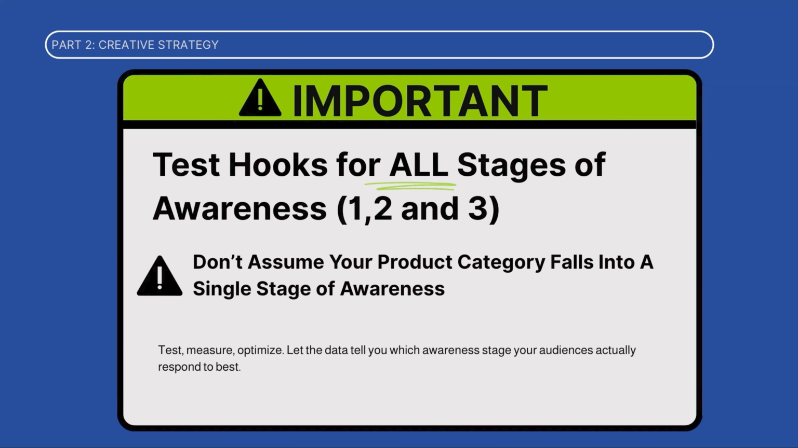Stage 1 hooks might work better than expected if people didn't realize their problem was solvable. Stage 2 hooks might connect with people who are hoping that a solution to their problems exists. Stage 3 hooks might resonate if they tried competitors and failed. Always test, measure, and optimize. Let the data tell you which awareness stage your audience actually responds to best.